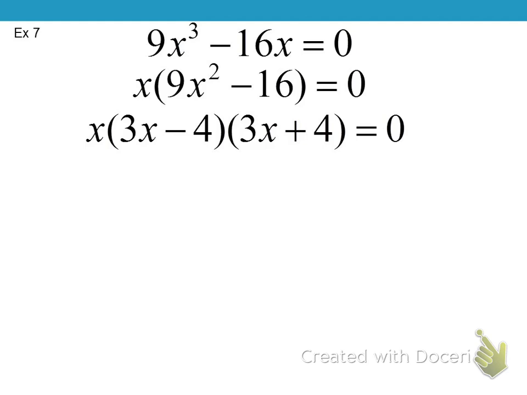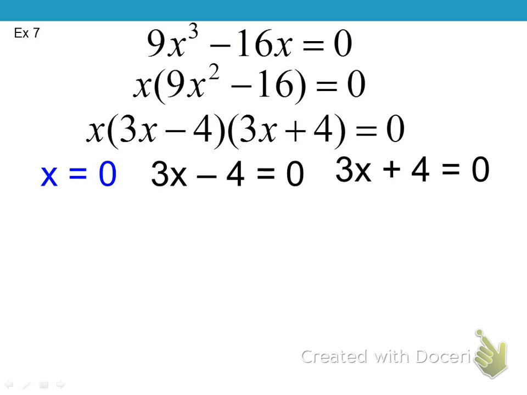So x equals 0. Okay, so yes, the x is going to equal 0. The 3x minus 4 is going to equal 0. The 3x plus 4 is going to equal 0.